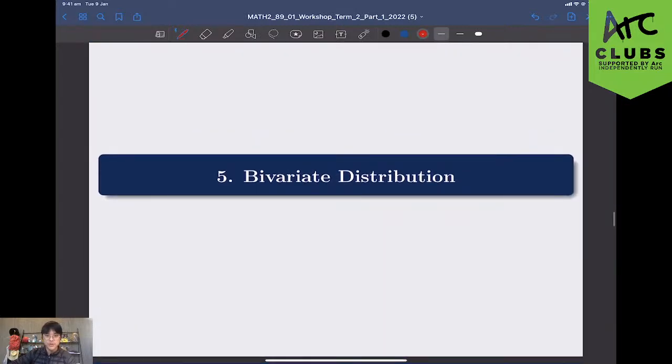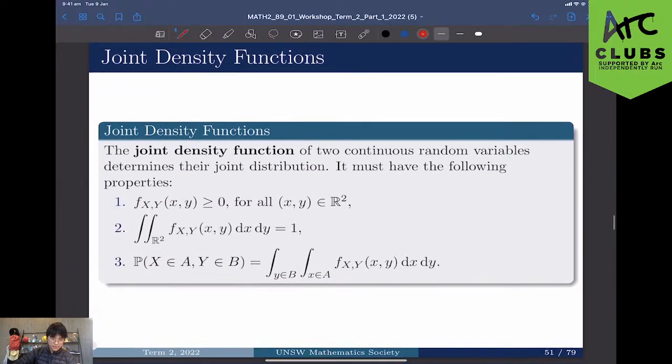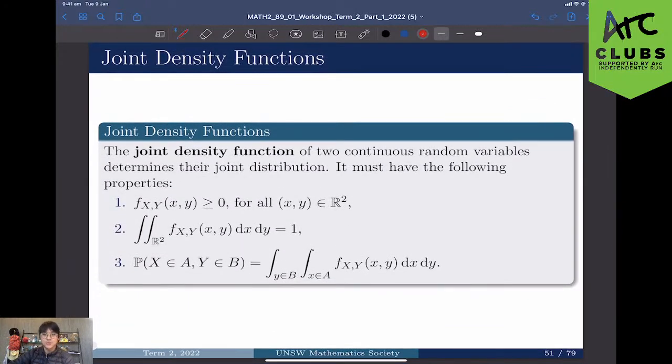So now I'll move on to bivariate distributions. The joint density function of two continuous random variables determines their joint distribution. So if we go back to the density function of just one variable, x, we remember that the area underneath the curve has to be equal to 1, because that represents the total sum of the probabilities that x can be. So we just extend this idea to 2 dimensions.